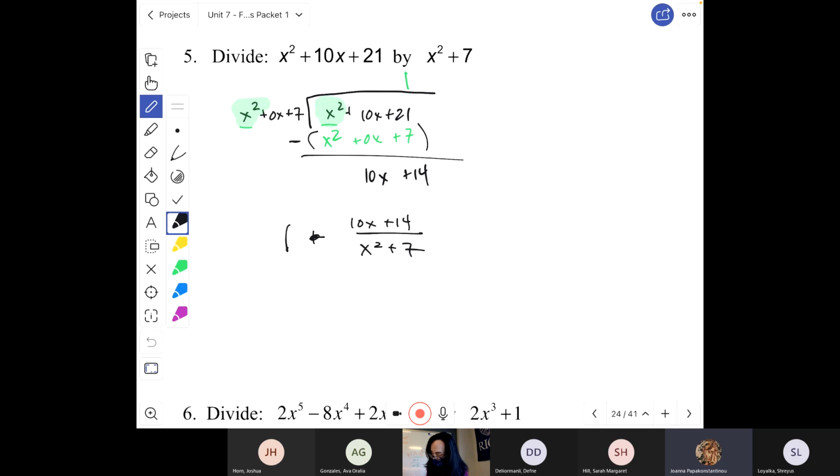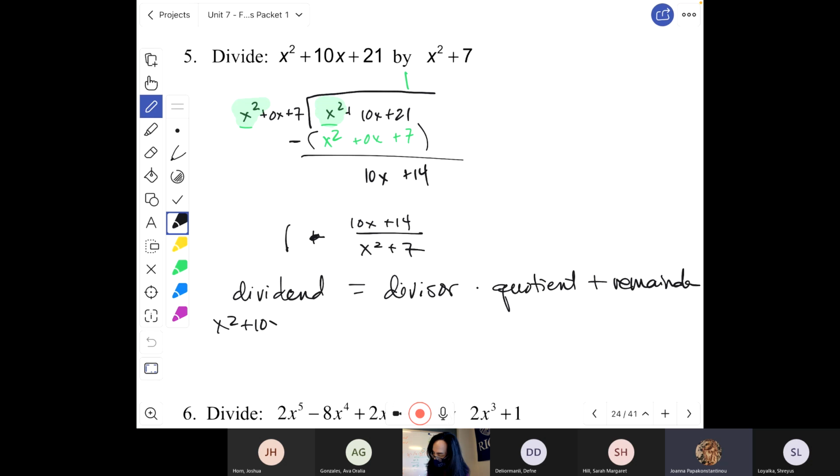Actually, I don't want that. But let's put it in this form where I have my dividend equals my divisor times my quotient plus my remainder. So I have x squared plus 10x plus 21 equals x squared plus 7 times 1 plus 10x plus 14. Does that work?